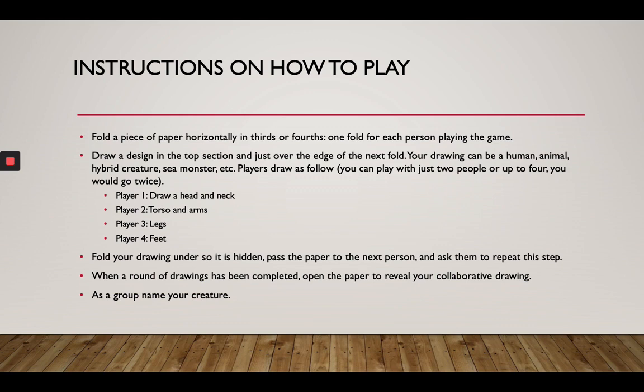Now, if you only have 2 of you and you decide that you want to do thirds, then one person's going to draw twice and one person draws once. If you fold it into fourths, you both get a chance to draw twice. You fold your drawing. This is the biggest piece: after you've drawn something, you fold it so it's hidden, and then you pass the paper to the next person and ask them to repeat this step. When the round of drawings has been completed, you open the paper to reveal your collaborative drawing. And my favorite part is giving the name for a creature.